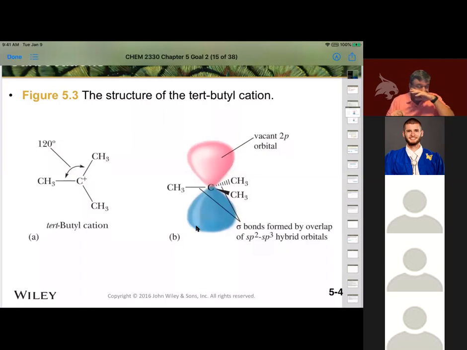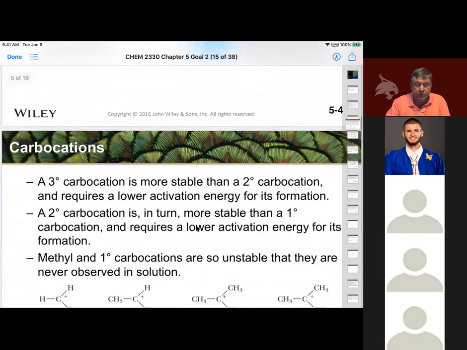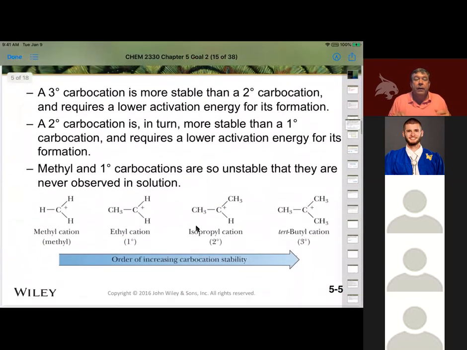So that being said, if this is its stable form, why does having different things added to it make it more or less stable? Okay, so the trend is a carbocation is more stable the more substituted it is, okay? So that means that our tertiary carbocation, the one with 3 other carbons bonded to it, is the most stable.